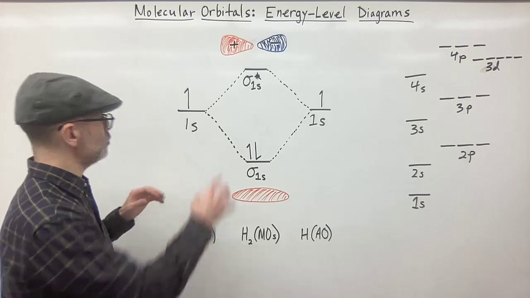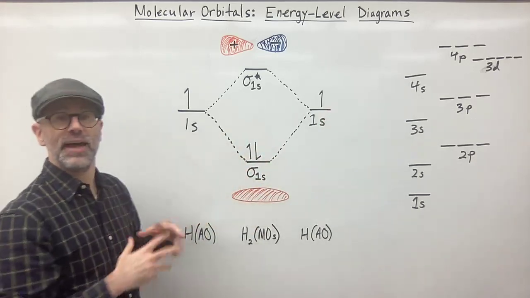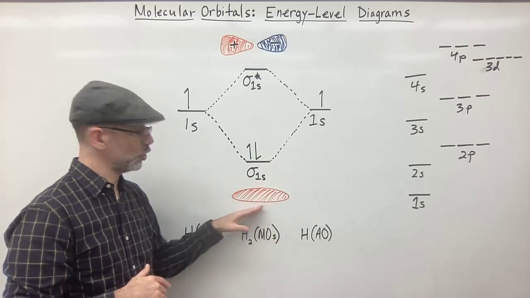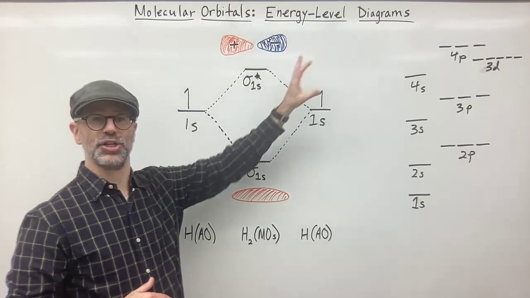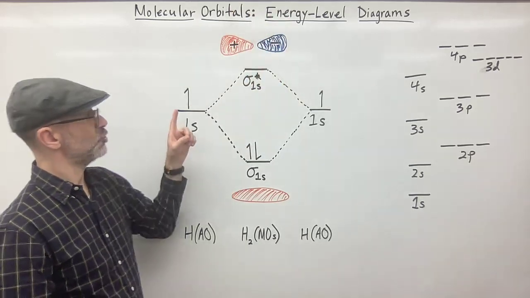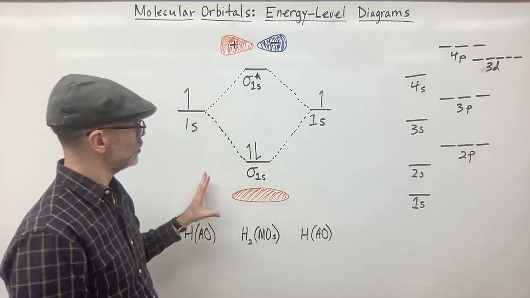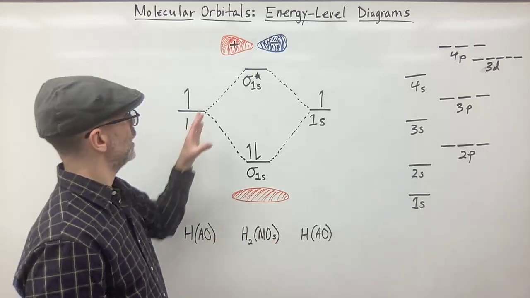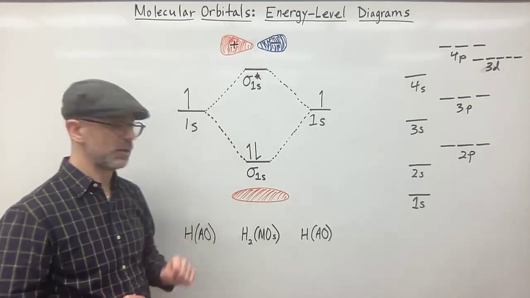Here, when they add together constructively, that's going to be lower energy. So you get a lower energy molecular orbital here, and then you get a higher energy orbital over here due to destructive interference, or combining destructively. So constructive interference lowers energy, destructive interference raises energy. I'll talk more about that in just a moment.